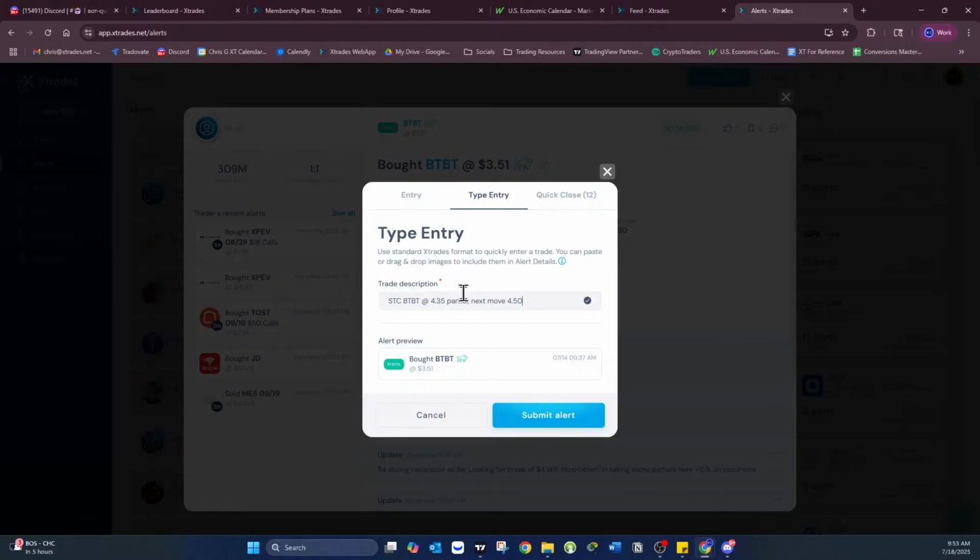Oh yeah, the updates, right? So I updated those trades on the app. If I go to tier 2 here, you're going to see my update somewhere around here. BTBT: take profit, raise stop to break even. I just added this update right here.